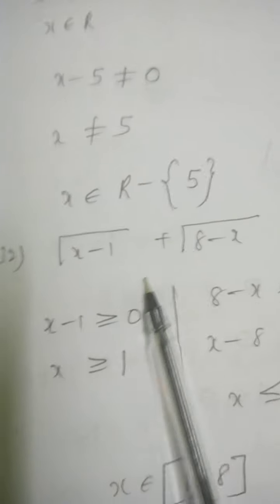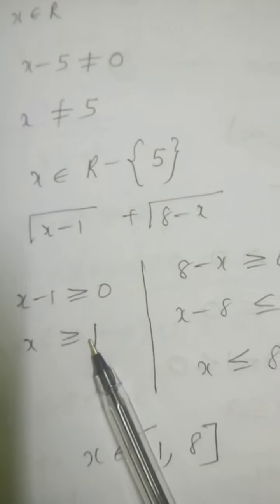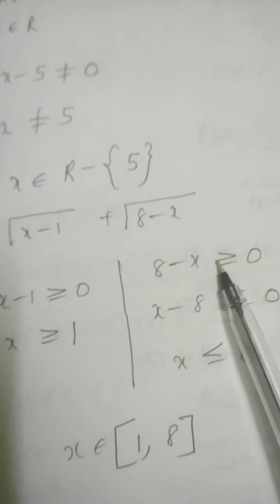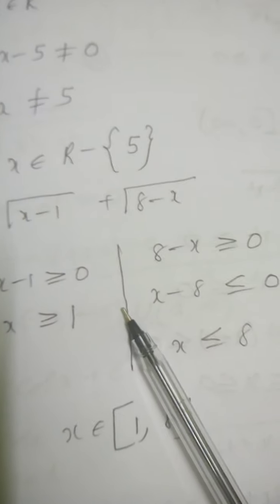Next question is root x minus 1 plus root 8 minus x. x minus 1 greater than or equal to 0, x is greater than or equal to 1. 8 minus x greater than or equal to 0, so x minus 8 is less than or equal to 0, x is less than or equal to 8. So 1 comma 8, both closed interval.